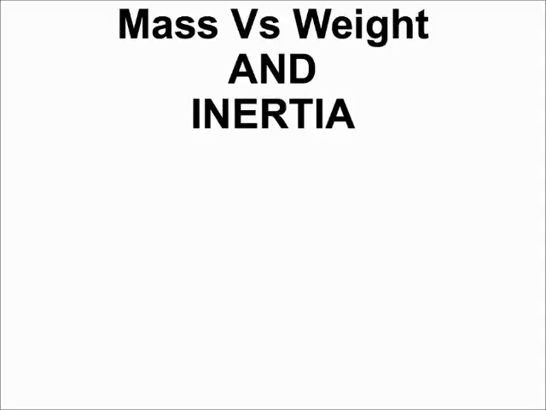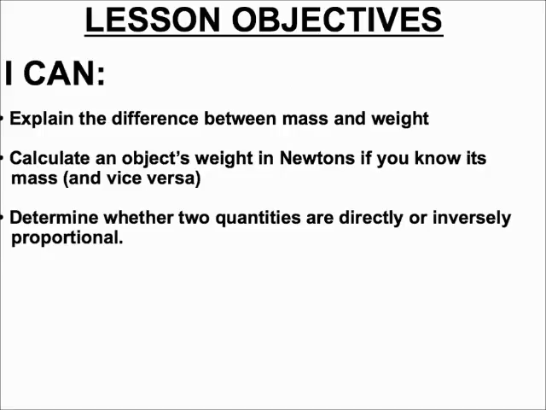This video is on the difference between mass and weight and inertia. The objectives for this video are as follows. When you're done watching this, you should be able to explain the difference between mass and weight, calculate an object's weight in newtons if you know its mass, and calculate an object's mass in kilograms if you know its weight in newtons. And then finally, we're going to review what it means for two quantities to be directly proportional or inversely proportional.